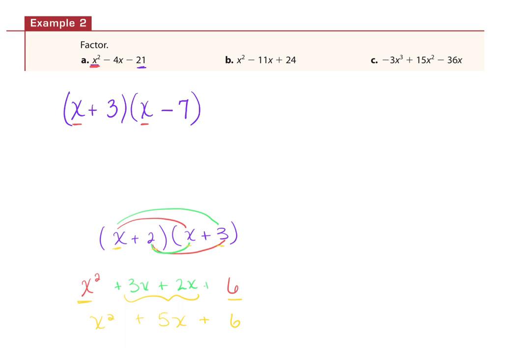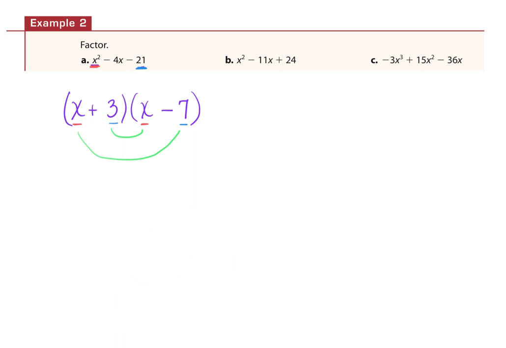If I multiply my last terms, positive 3 and negative 7, I will get negative 21. And when I add my outer and inner terms, negative 7x and positive 3x, I will get negative 4x. That is what I want. What's nice about these is you can always check them.